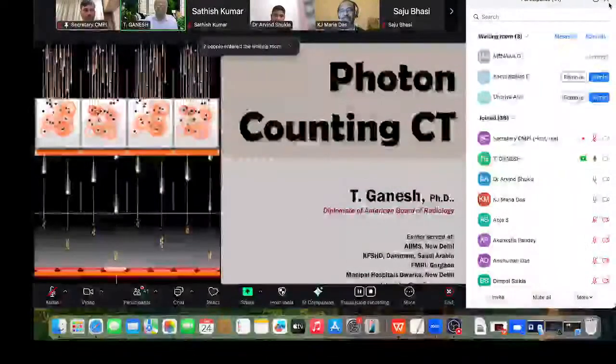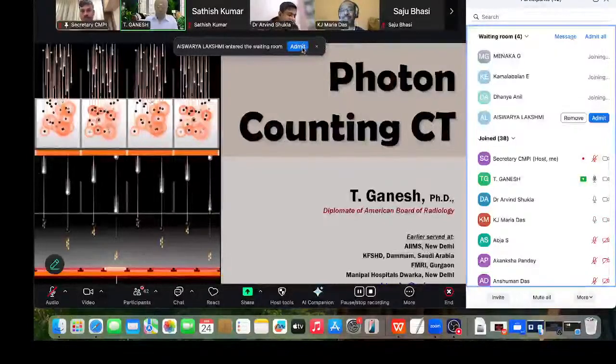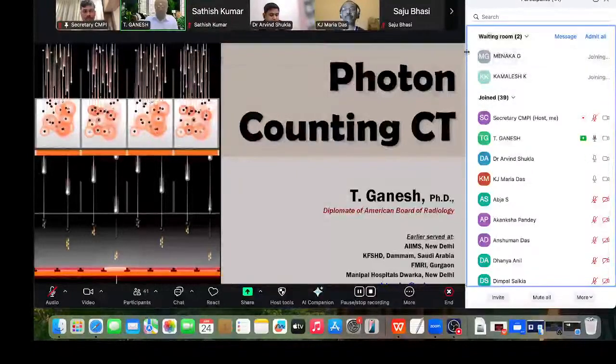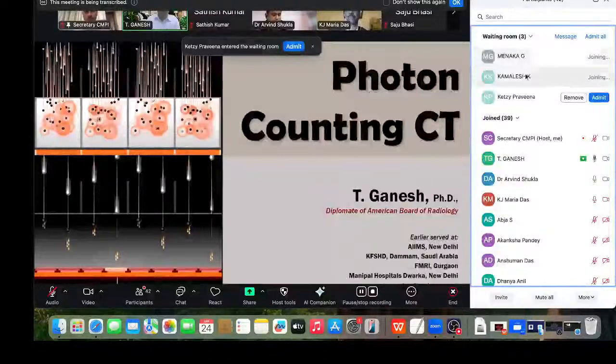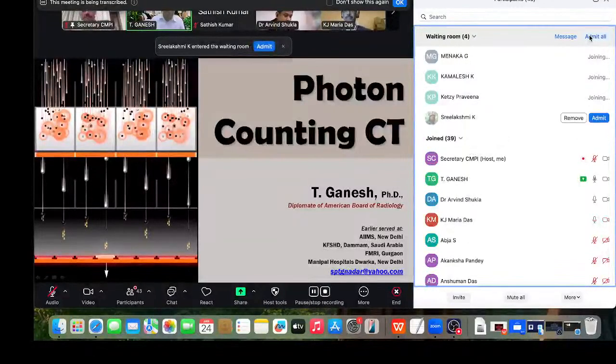And I also welcome all the participants for this presentation on photon counting CT. We are a little bit deviating from the routine radiotherapy topics. This is a diagnostic work, but it has got application in radiotherapy as well. Now, moving on. Presentation on photon counting CT.